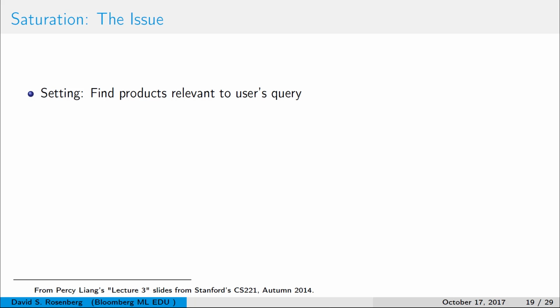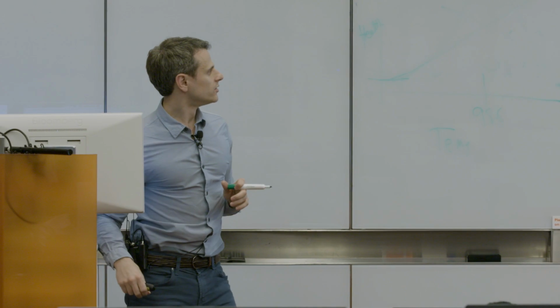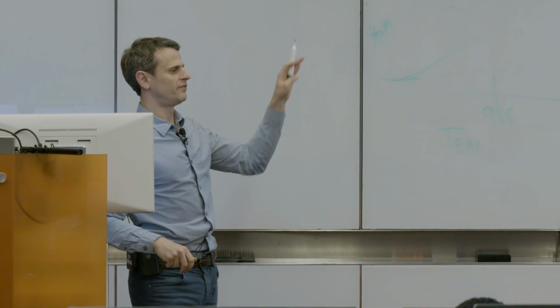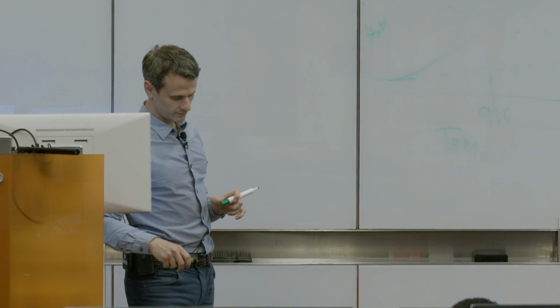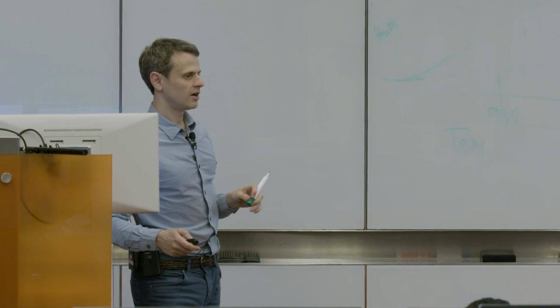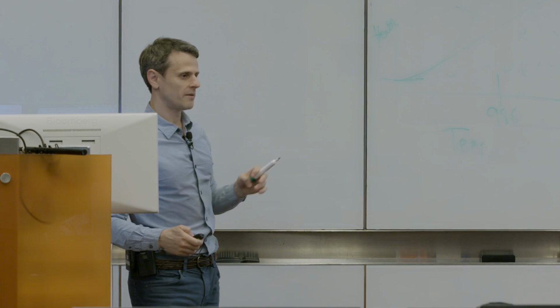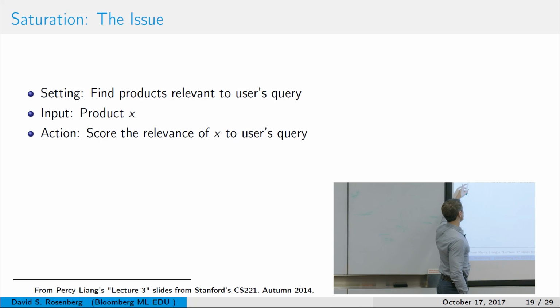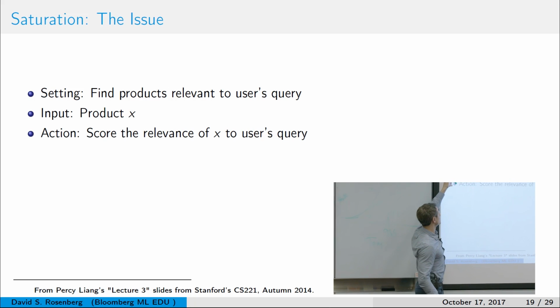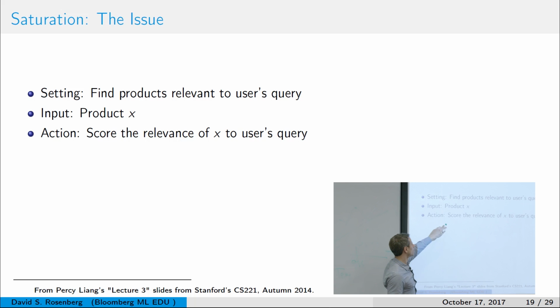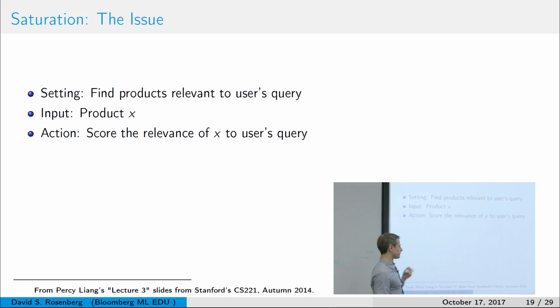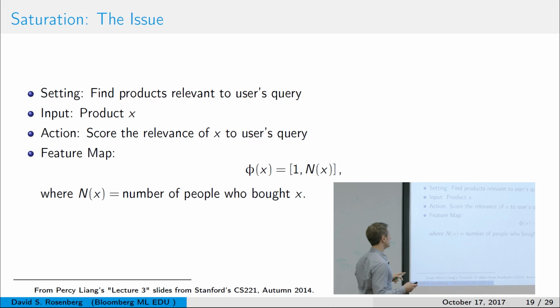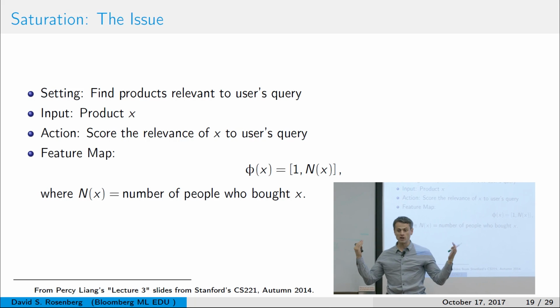All right. So another example of nonlinearity, saturation. Suppose there's some fixed query, whatever it is, and you need to return search results and rank them, or just decide the probability that it would be a search result that's interesting to the person. So for each product X, say it's Amazon searching, the action is to produce a score for the relevance of X to a particular query. And I would think that a useful feature in that case would be the number of people who have bought product X, right? It's kind of some generic popularity score.